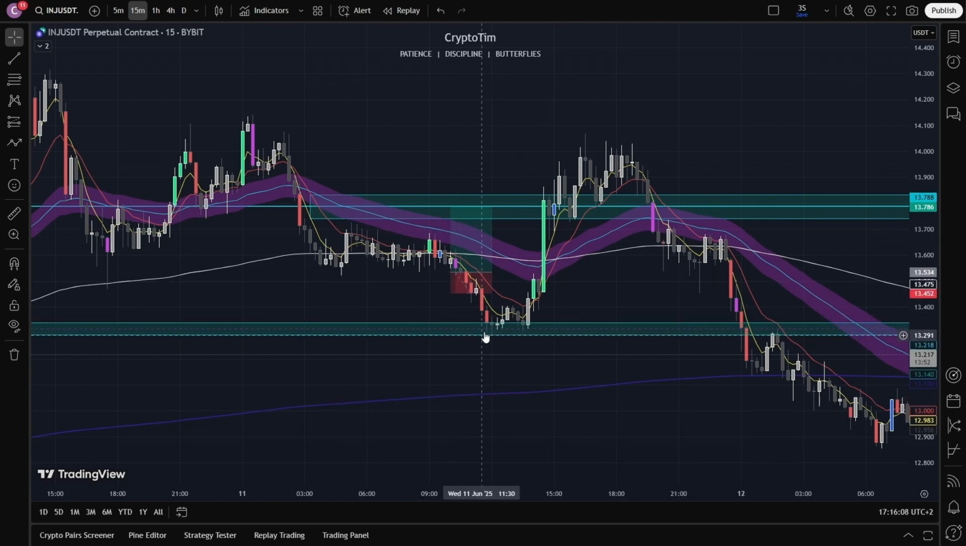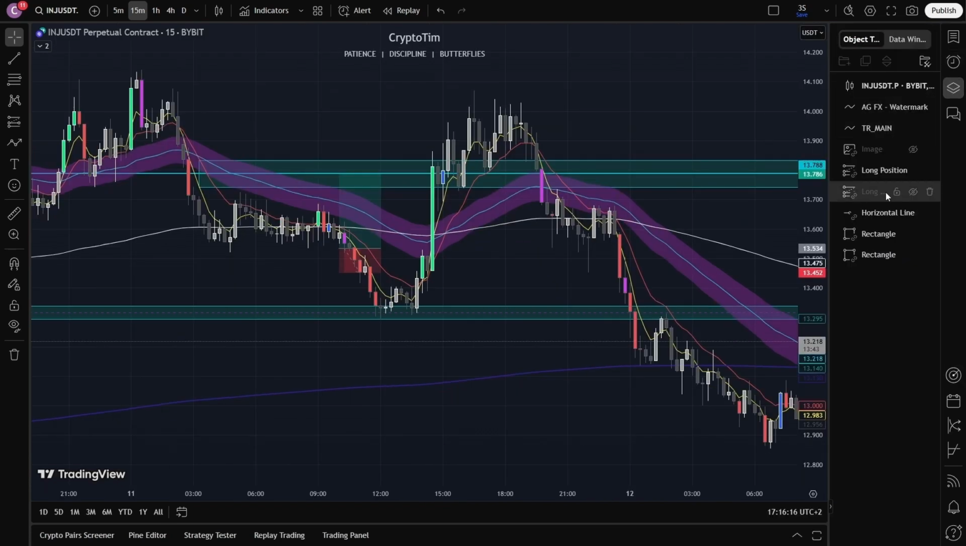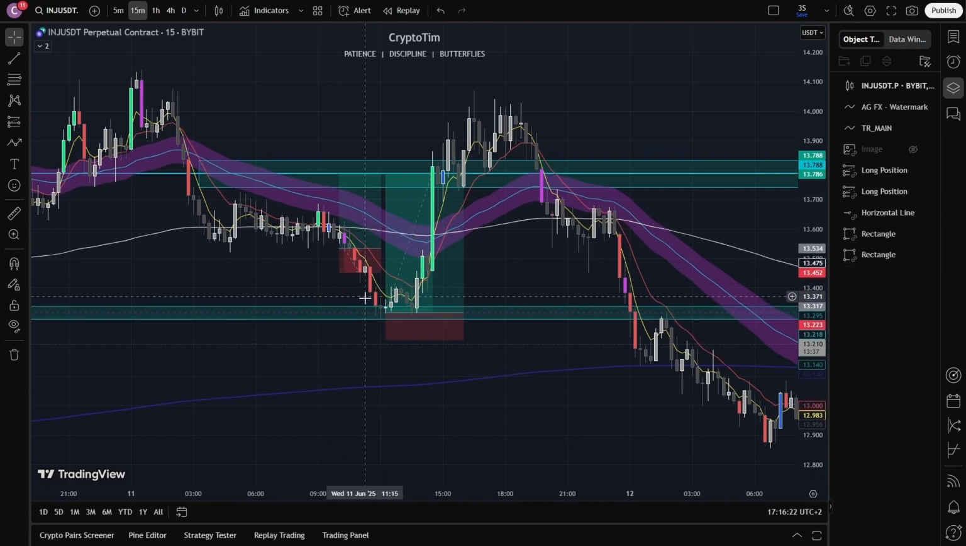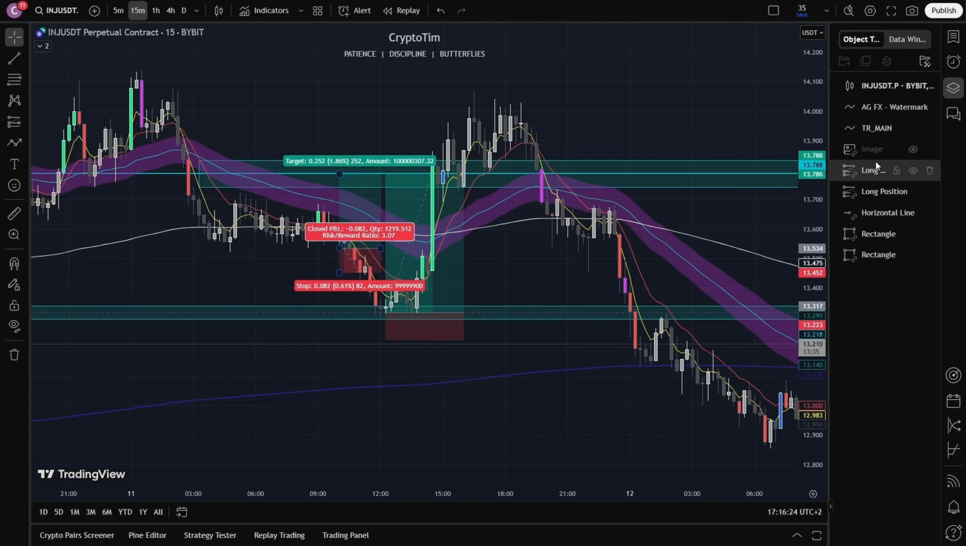But remember, we had this zone marked out or mapped out as well. So once I saw I did get stopped out, I did look for a new trade setup in this zone that we charted out earlier, which resulted in this trade setup.